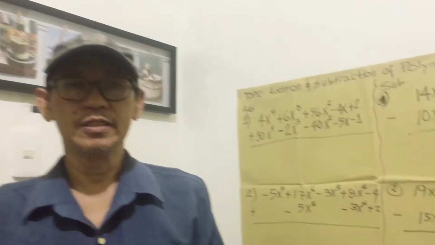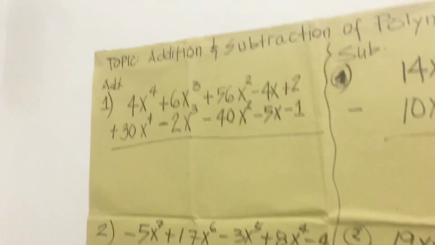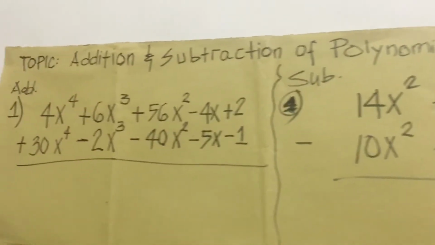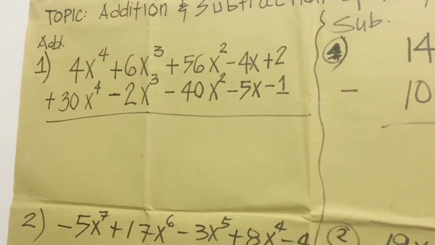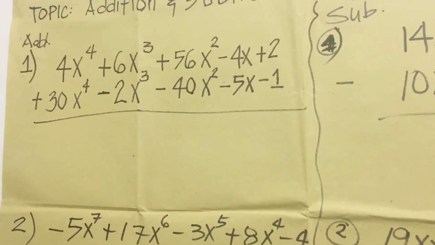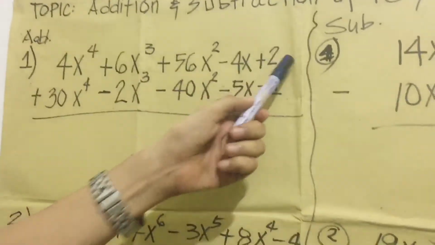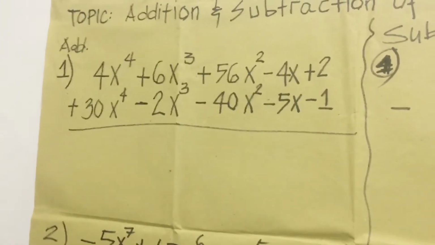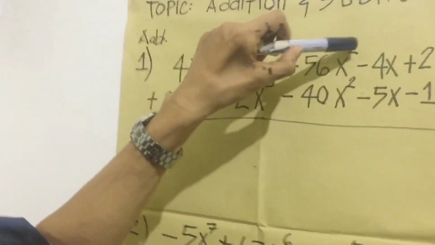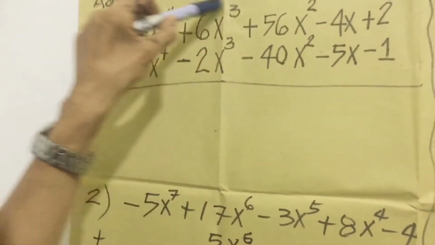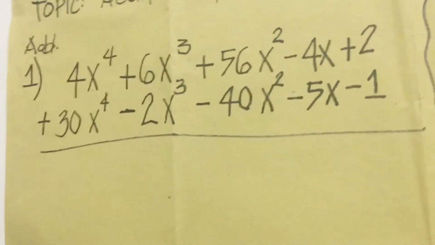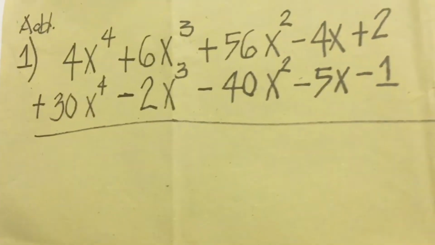Welcome to my channel. Today our topic is about addition and subtraction of polynomials. So to add the polynomials, kailangan natin i-check muna kung naka-arrange yung mga exponent from highest down to the lowest exponent. For example, this one, 4, 3, 2, 1, 0. So ito yung mga exponent dapat naka-arrange na ganyan, para hindi tayo mahirapan mag-add or subtract.